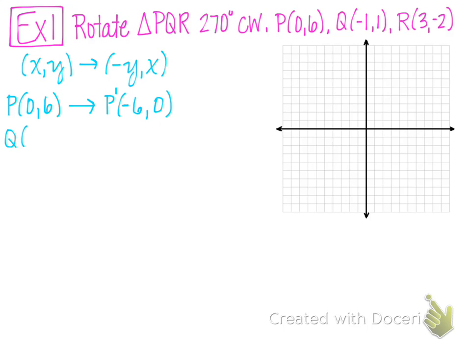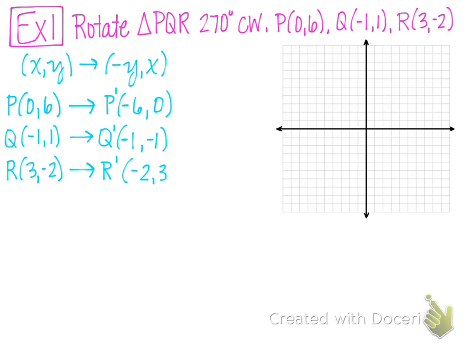Q is at (-1, 1). So for Q prime, we're going to flip them so we have 1, -1, and we're going to change the sign of the old y. So our Q prime is at (-1, -1). Our R was originally at (3, -2). So our R prime, we're going to flip them. But now this negative 2 becomes a positive 2. So here are our final vertices of our image.